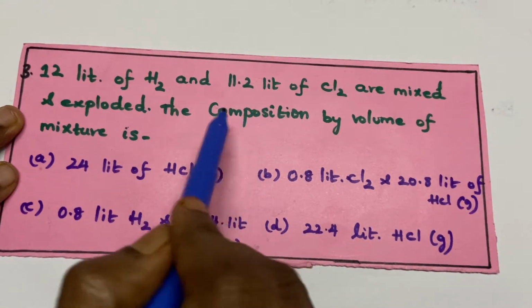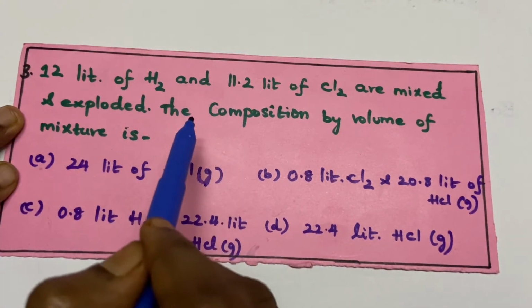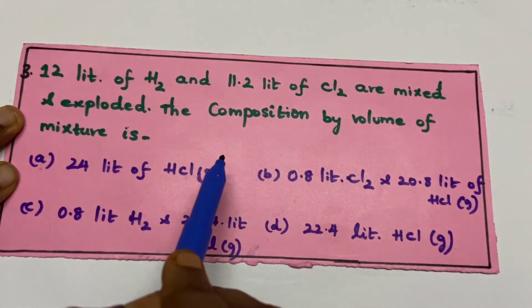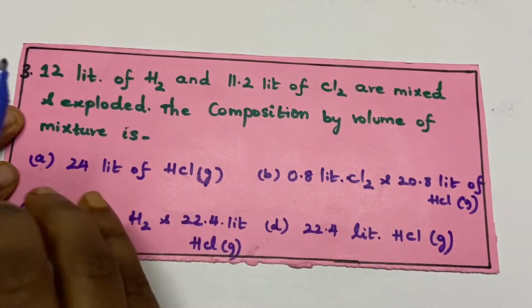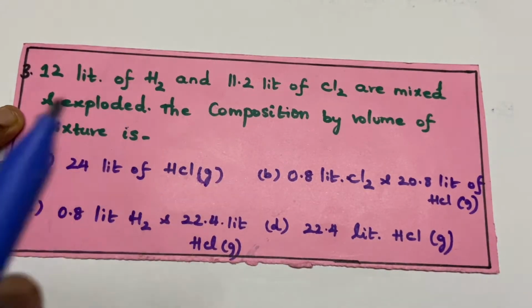See, first you have to find out if there is an LR reagent or not. If there is an LR reagent, there must be some excess reagent also. So after the reaction, you will get product as well as the excess reagent, the unconsumed excess reagent. Okay, so let's find out.